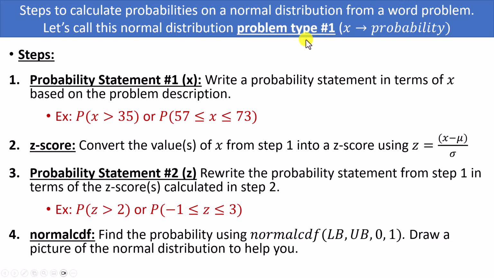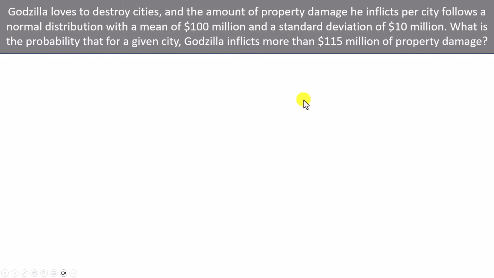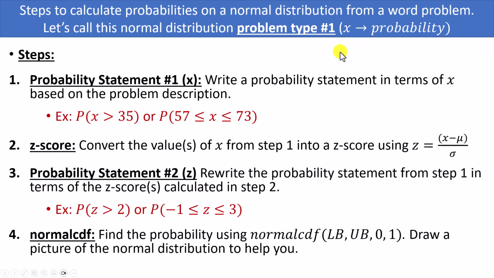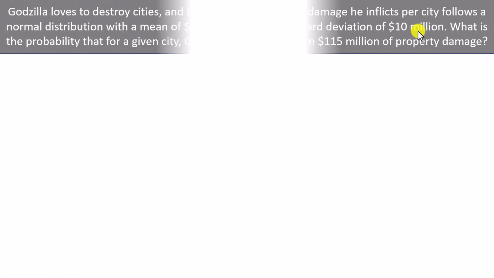At this stage, we've really only talked about the very first problem type, number 1. So this is the type of problem that we're solving. In the future, we're going to introduce some other problem types, and it's always good to take a step back and try to recognize what's being asked and why it fits into one form or another. Remember, I introduced problem type number 1 as you have a value for x, which in this case would be a dollar value, and we're trying to convert that in some way into a probability. Is that what we have? Well, yes. We're asked for the probability that he inflicts more than $115 million of damage. We do indeed have a value for x, the $115 million, and we're trying to convert that to a probability. So this meets the conditions for what I call problem type number 1.